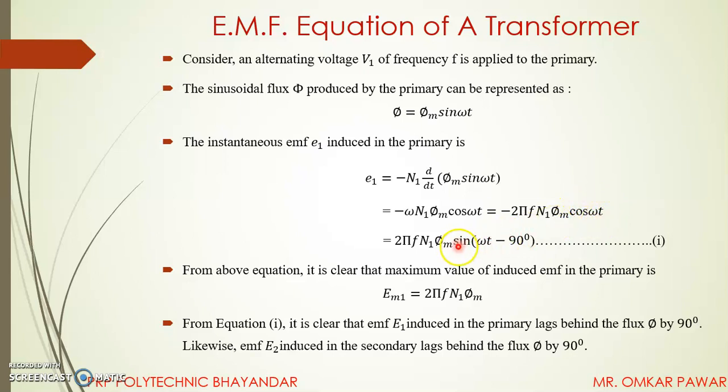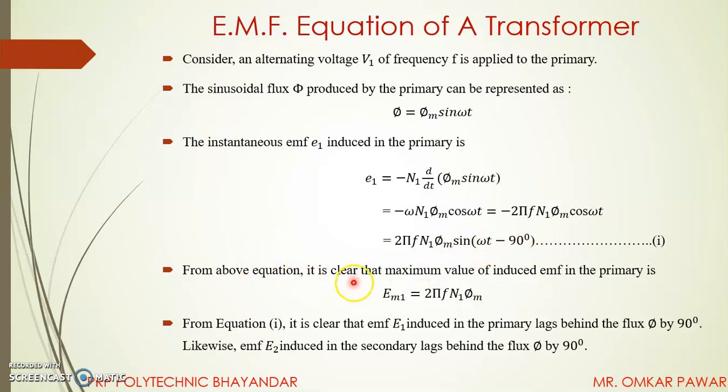We can write the cos omega t by the trigonometric identity as sine omega t minus 90, because the applied flux and voltage are sinusoidal, so the induced EMF will also be sinusoidal. So we write it in this sinusoidal function. The final equation is: instantaneous EMF E1 is equal to 2 pi f N1 phi m sin omega t minus 90.